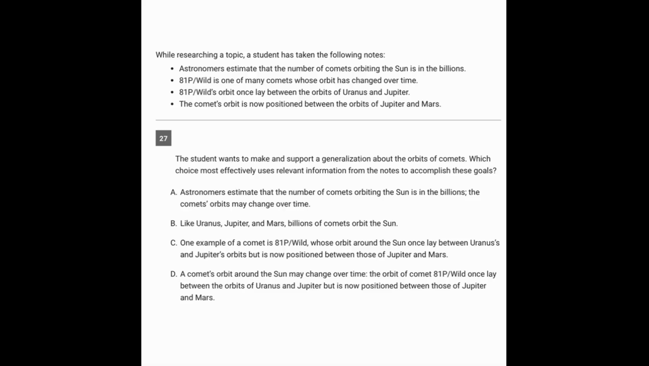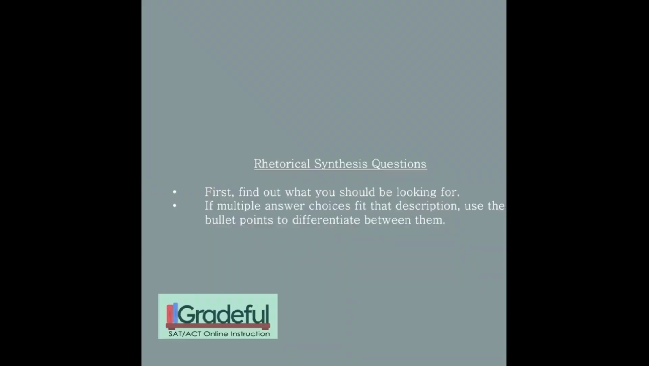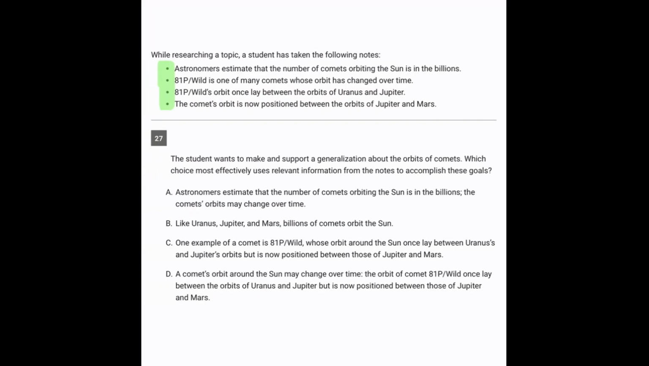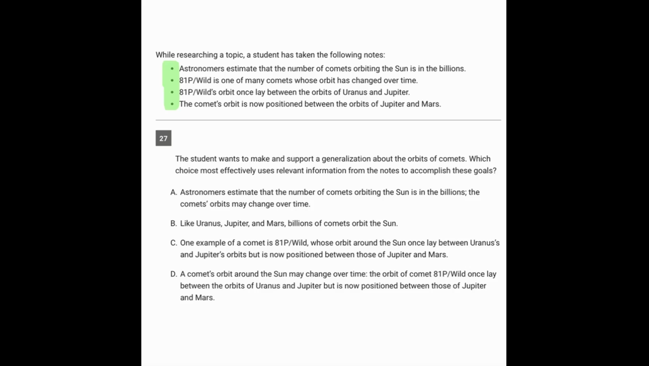Now going to question number 27, when you see these bullet point items, you know you're dealing with a rhetorical synthesis question. And for these, first you want to find out what you should be looking for in the prompt. If multiple answer choices fit that description, then you can use the bullet points to differentiate between those answer choices. So here, what are we looking for?